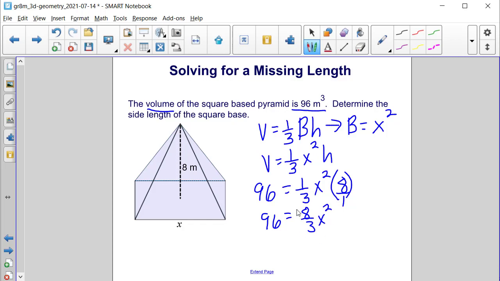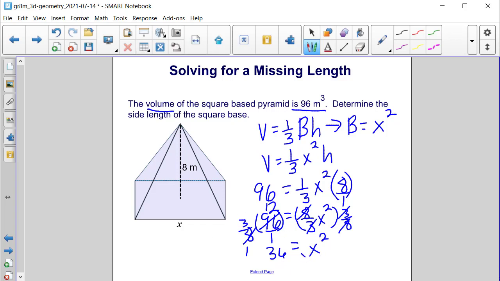And now to solve for x squared, we're going to have to multiply both sides of this equation by the reciprocal of 8/3, which is 3/8. And we can put 96 over 1. We know that these cancel each other out on the right-hand side. So we have x squared remaining. And then 8 can go into 96 12 times. So the 8 becomes a 1 and the 96 becomes a 12. And if we multiply 3 times 12, we get 36. So the area of our base is 36 and the side lengths are x.